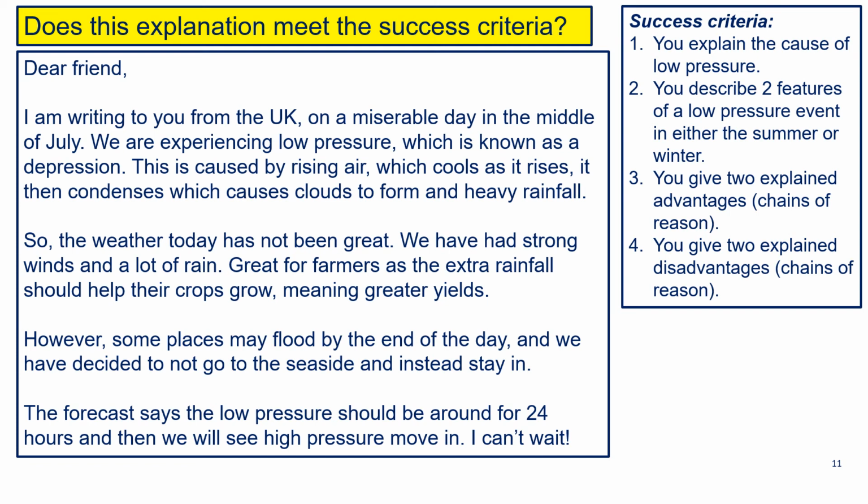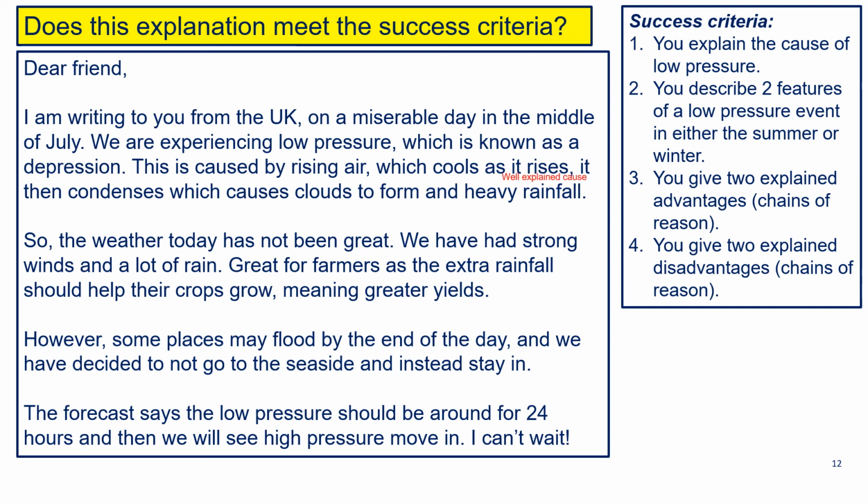So, the weather today has not been great. We have had strong winds and a lot of rain. Great for farmers, as the extra rainfall should help their crops grow, meaning greater yields. However, some places may flood by the end of the day, and we have decided to not go to the seaside and instead stay in. The forecast says the low pressure should be for around 24 hours, and then we will see high pressure move in. Can't wait." So, let's then link this to the success criteria.